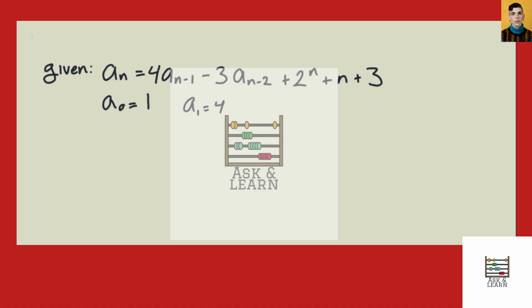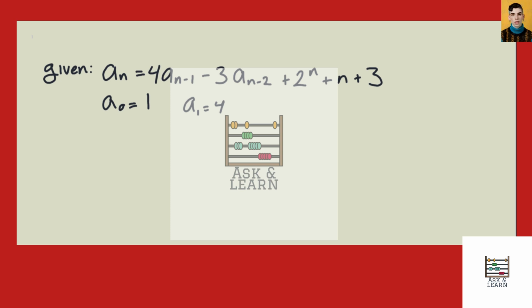Problem: we are given the recurrence relation a_n = 4a_{n-1} - 3a_{n-2} + 2^n + n + 3, where a_0 = 1 and a_1 = 4.